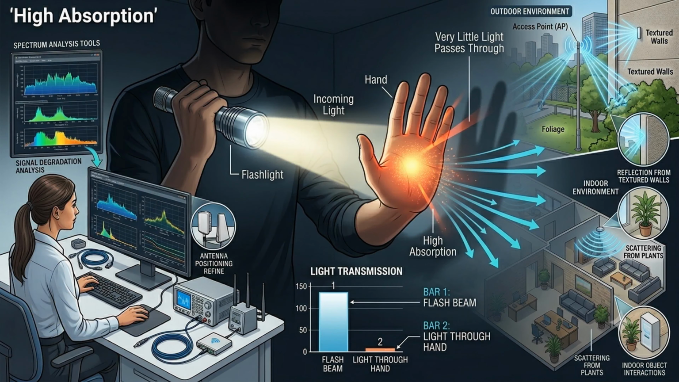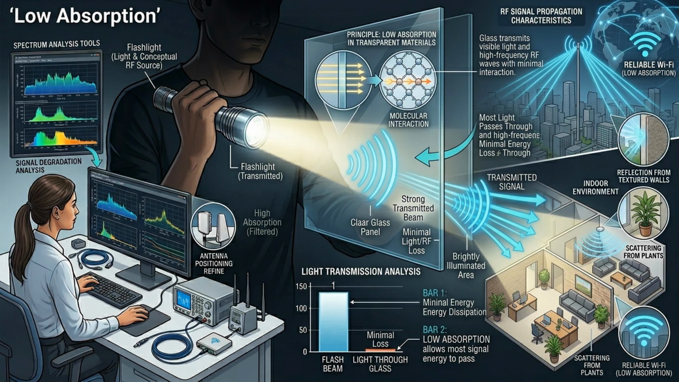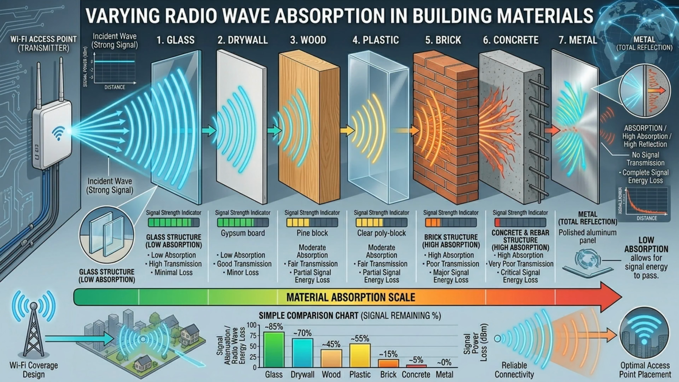A simple analogy is shining a flashlight through different objects. If you place your hand in front of the flashlight, most of the light is blocked, demonstrating high absorption. On the other hand, glass allows much of the light to pass through with minimal loss, indicating low absorption. Radio waves behave in a similar way. Different materials absorb different amounts of radio frequency energy. Some materials allow signals to pass through relatively easily, while others significantly weaken the signal.